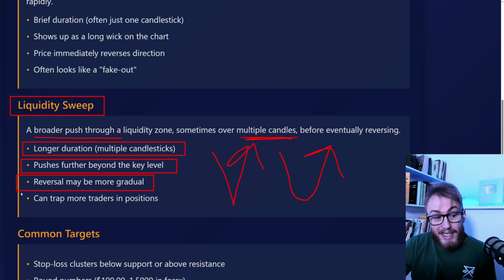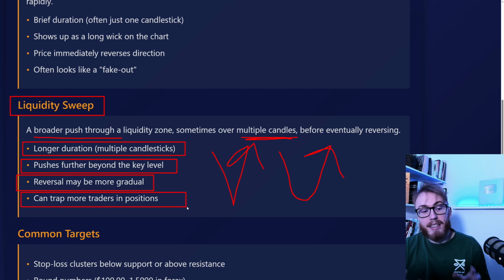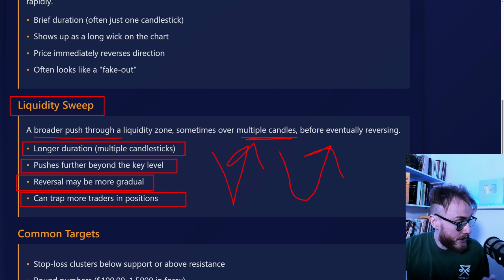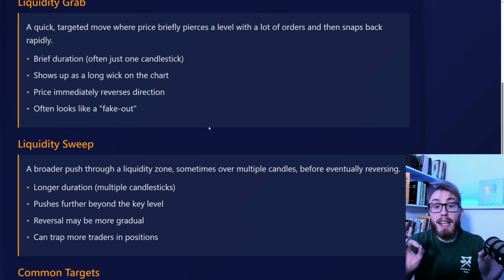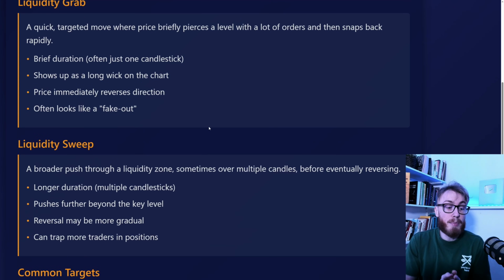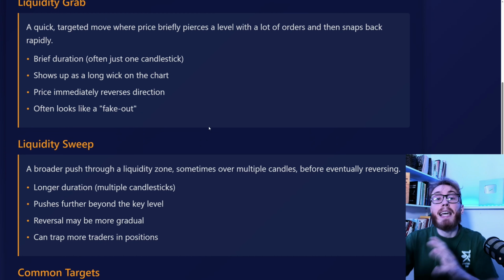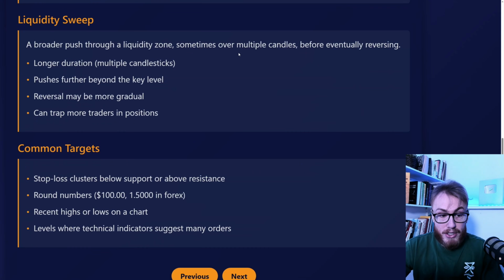And one dangerous thing about the liquidity sweep is that it can trap many traders. But here, and this is very important, we as small traders can actually use liquidity grabs and liquidity sweeps to try to trade in the same direction as smart money.